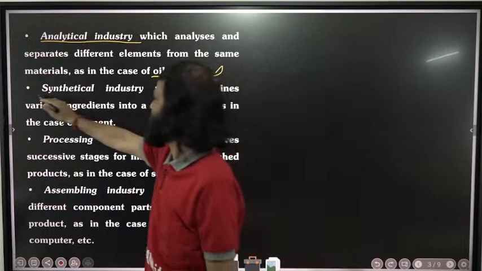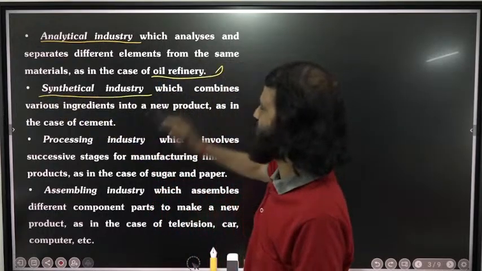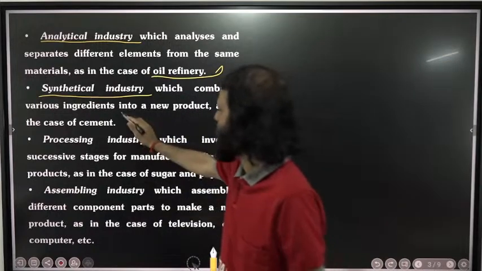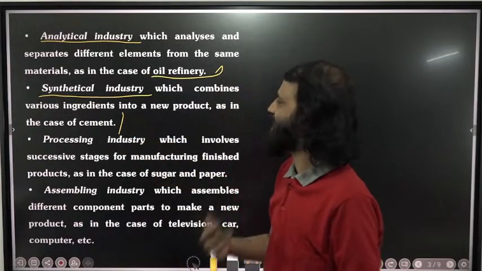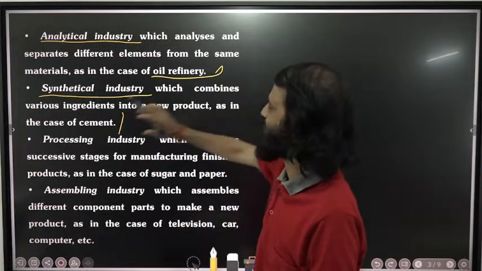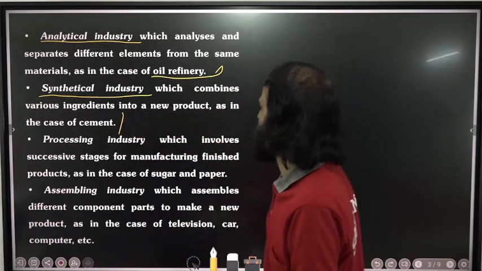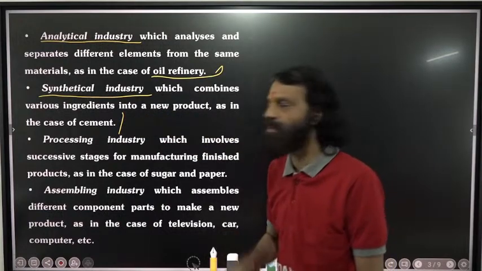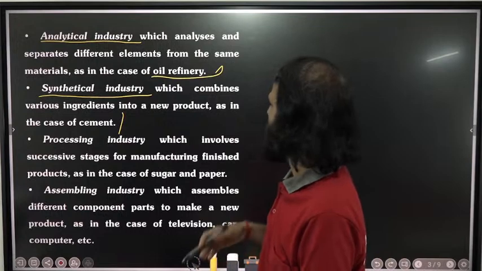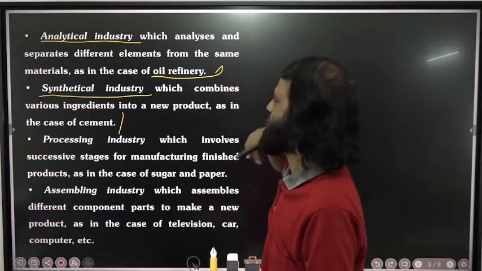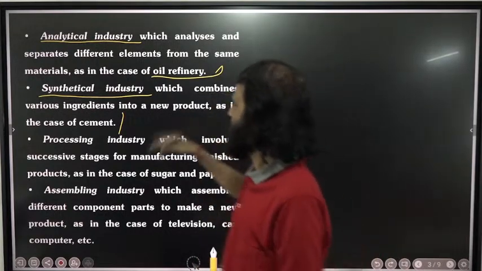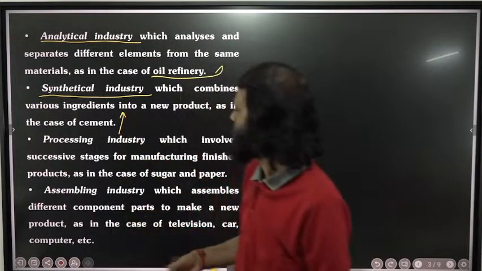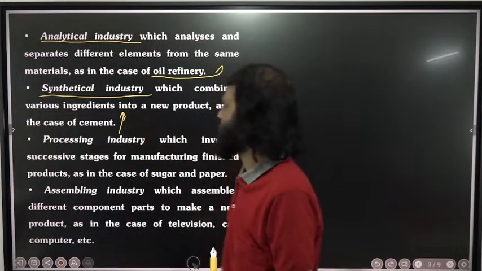Then synthetical industry, which combines various ingredients into a new product, as in the case of cement. That is what is happening in cement. So that is a synthetical industry which combines various ingredients into a new product. What is happening in the synthetical industry? They use more materials, and after that they combine them. Then we can get another component or another product. That is cement.